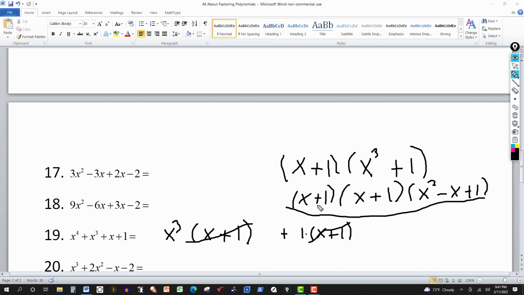But you can say x plus 1 times x plus 1, that's the same thing as x plus 1 squared. So you can rewrite it if you want as x plus 1 squared times x squared minus x.